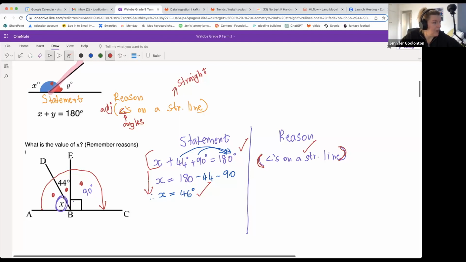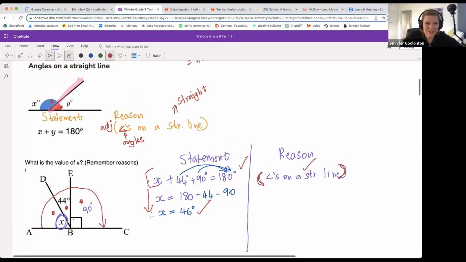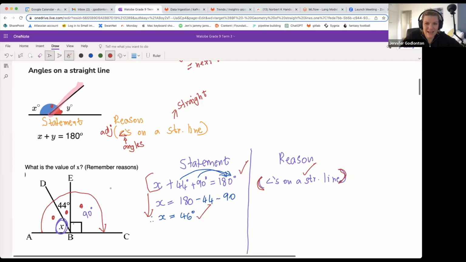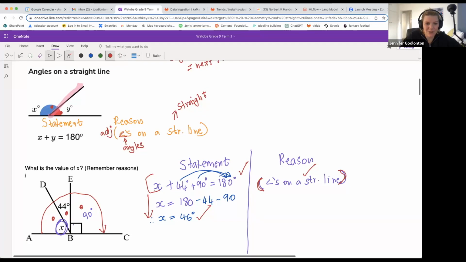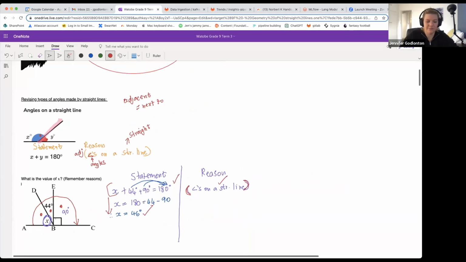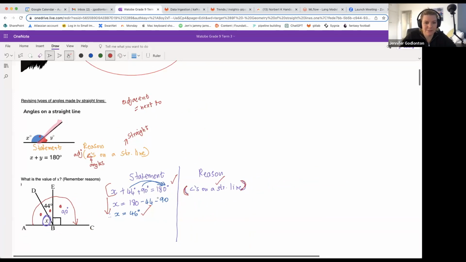Yeah, Atenda, how can I help? Okay. All right, if you want to take a screenshot of angles on a straight line, let me zoom out a little bit for you so that you can. Oh, maybe that's a bit much, sorry.